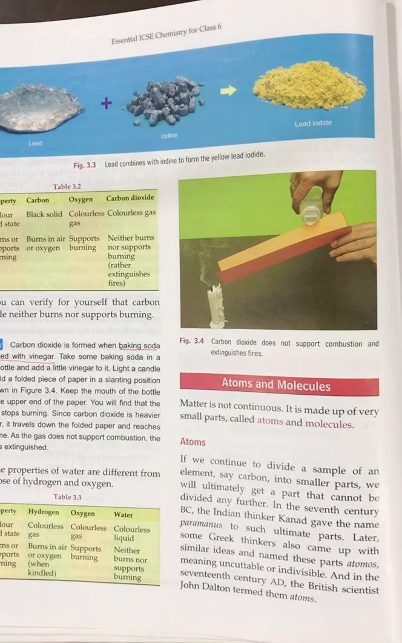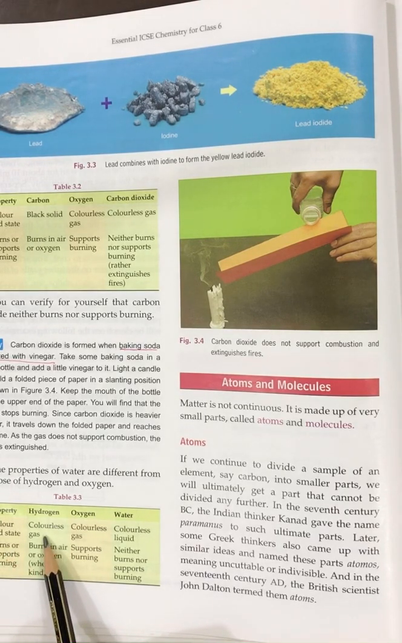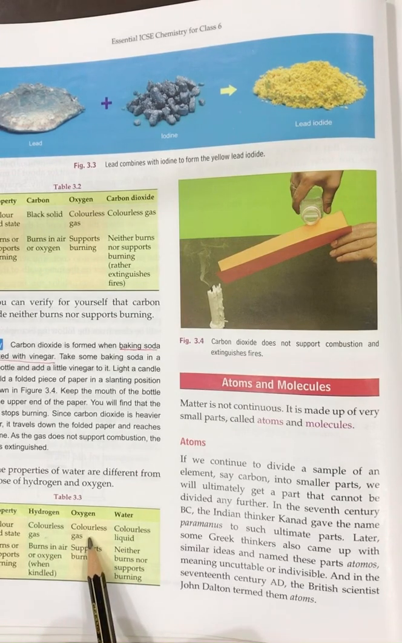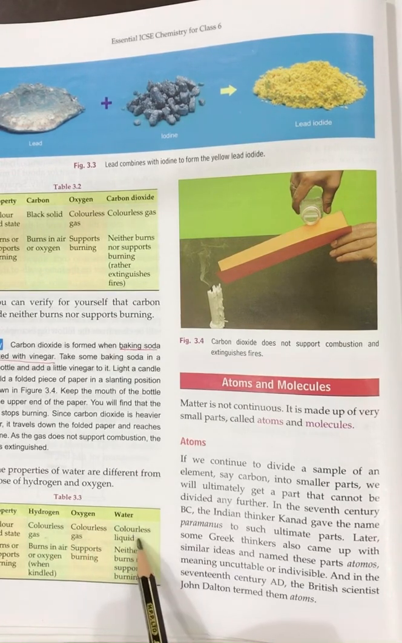And the properties of water are different from those of hydrogen and oxygen. Here we are going to discuss the compound water. You know, water is a compound of hydrogen and oxygen, and the properties of water are different from its constituent elements, that is hydrogen and oxygen. Here, properties and state: hydrogen is a colorless gas, oxygen is also a colorless gas, water is a colorless liquid.